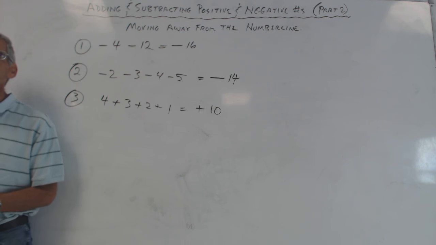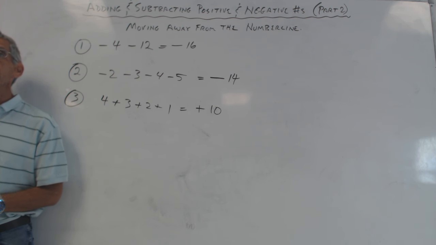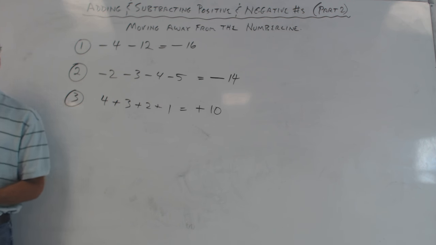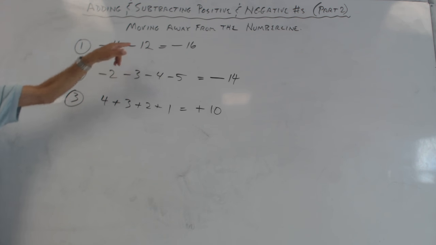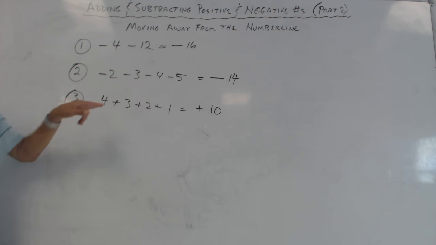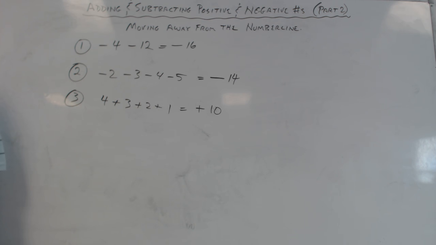All right, who can create a rule that describes what we just did? We need a rule that helps us add and subtract numbers that are the same signs. Notice, in this one, all I did was I had all negatives. This one I had all negatives. This one I had all positives. How could I write that as a rule?